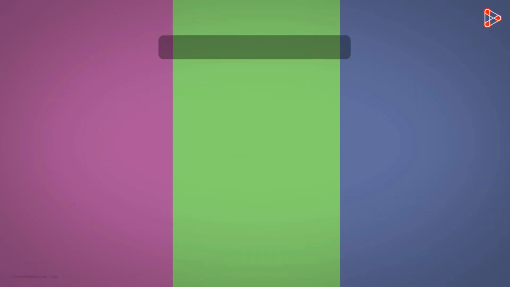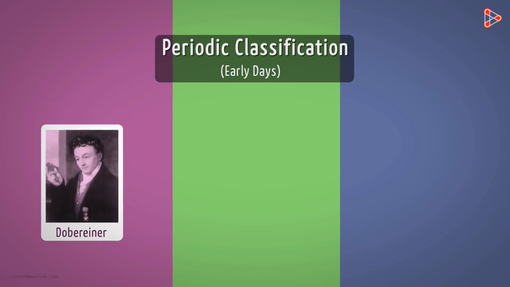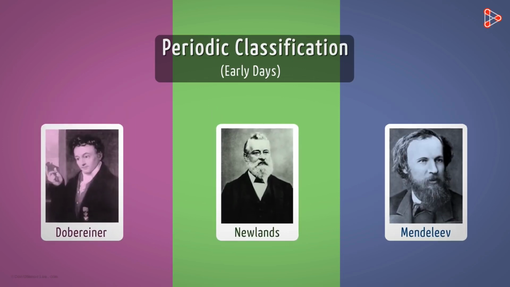Let's get to know how periodic classification was carried out in the early days of emerging chemistry when not many elements were known to people. In the upcoming videos, we will understand the various classification systems put forth by the different legendary personalities.